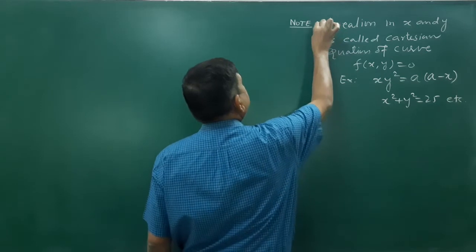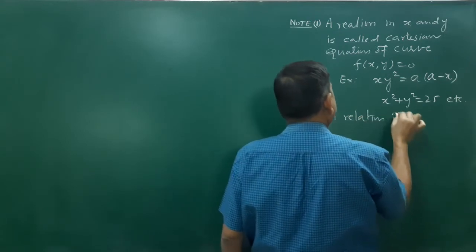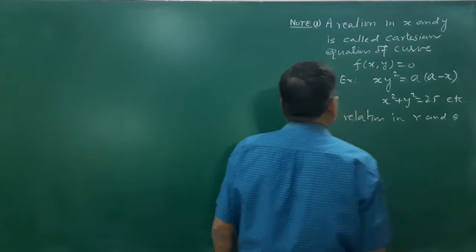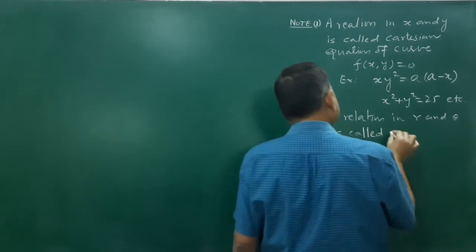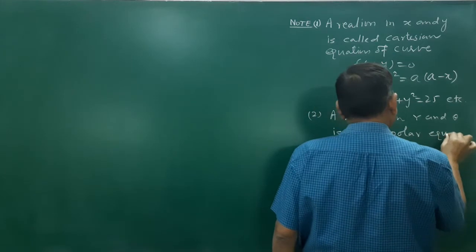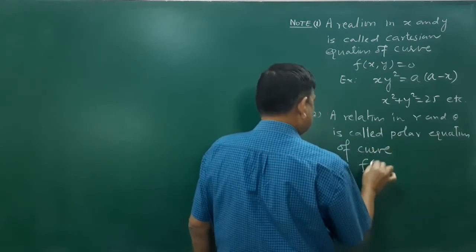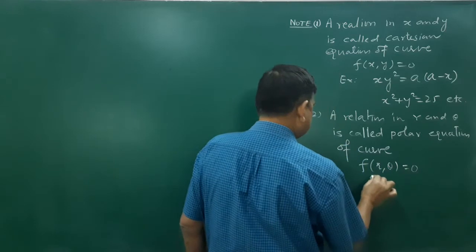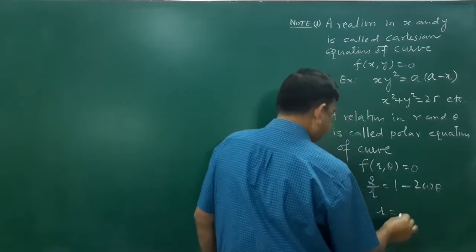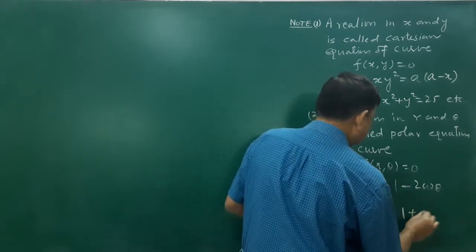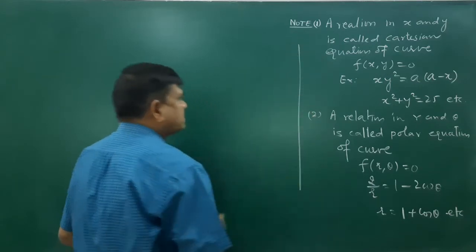Similarly, a relation in r and theta is called polar equation of curve. One plus cos theta, etc. Okay.